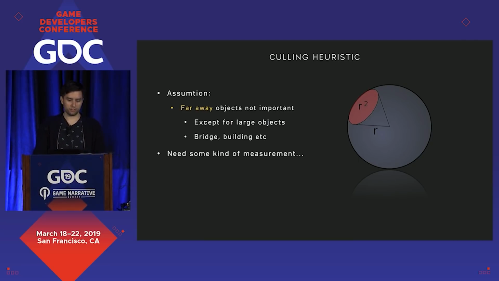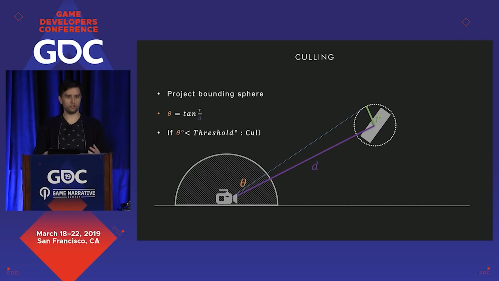The simplest we could think of was basically taking all the objects and their bounding sphere, checking the radius of this bounding sphere, comparing it to the distance to the camera, doing some math, and then you find a culling angle. If this culling angle is lower than a certain threshold, then we simply remove the object from the acceleration structure.